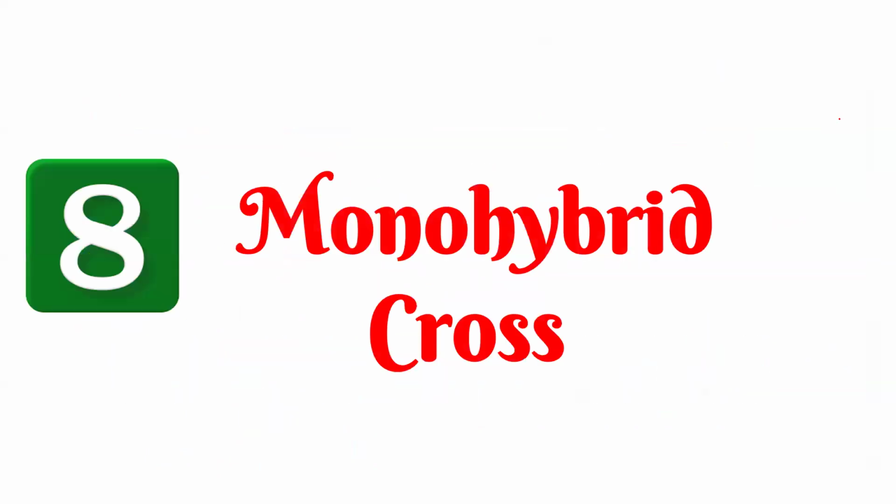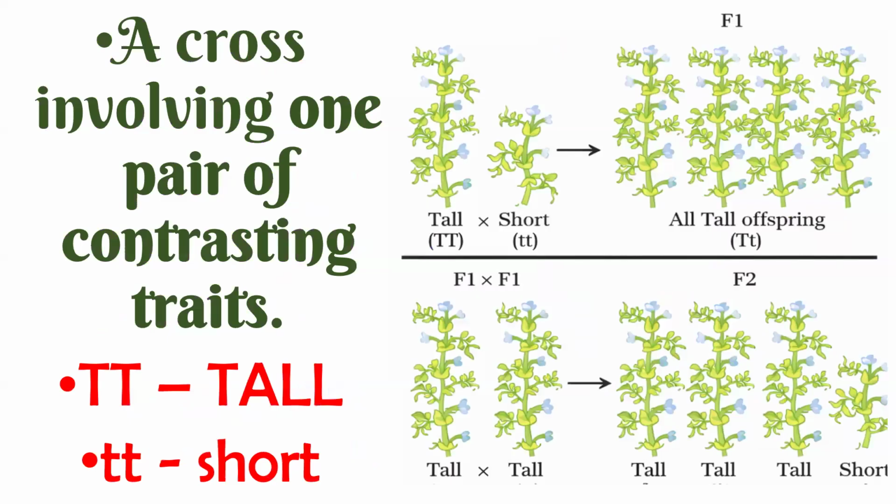So Mendel's experiment. First is the monohybrid cross. A cross involving one pair of contrasting traits, that is tall and short. So he was first studying tall, TT, and short, tt. It includes only the height, that is tall or short. That is a cross involving one pair of contrasting traits, so the study of this one pair of contrasting traits is the monohybrid cross.